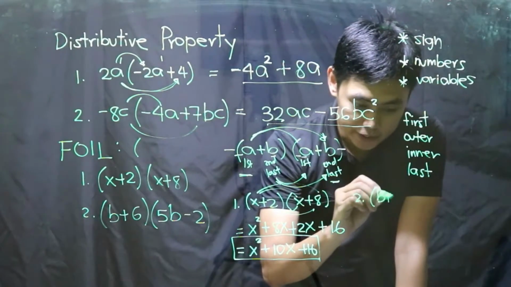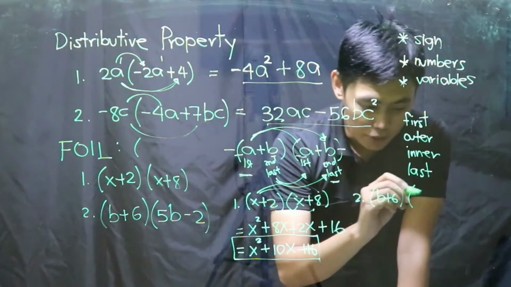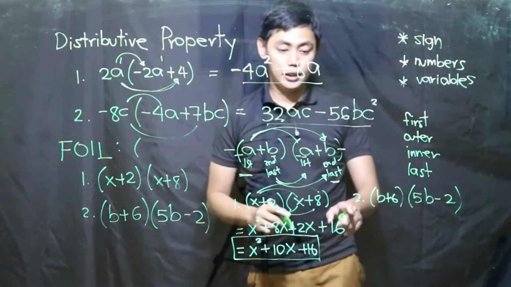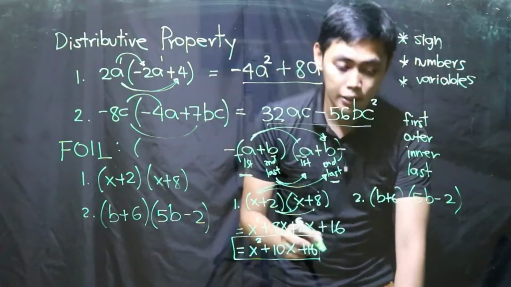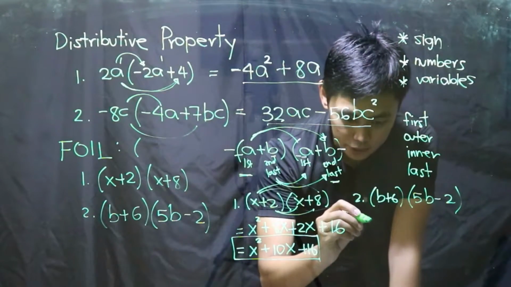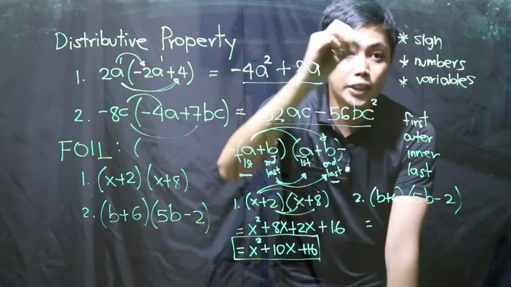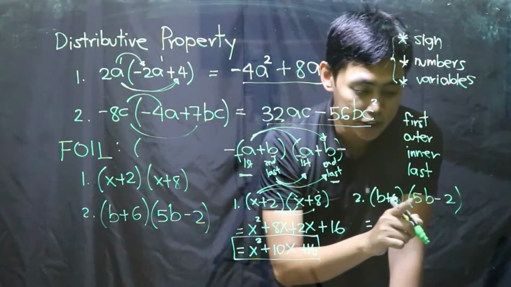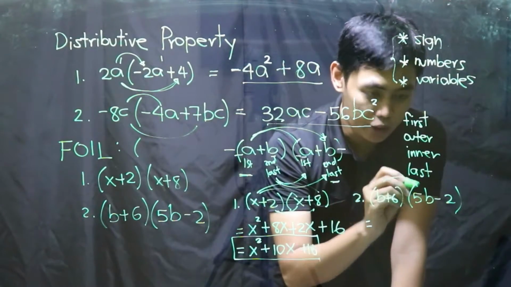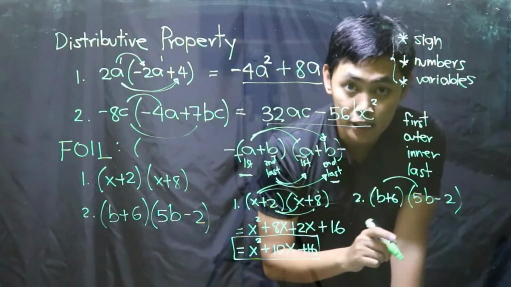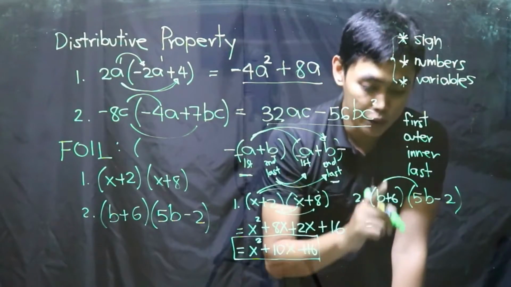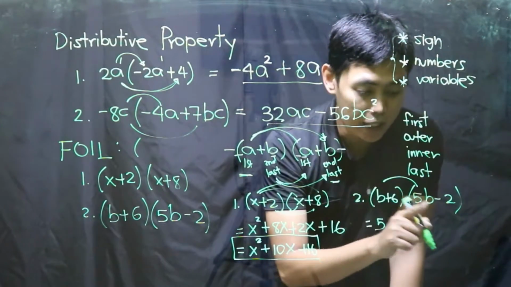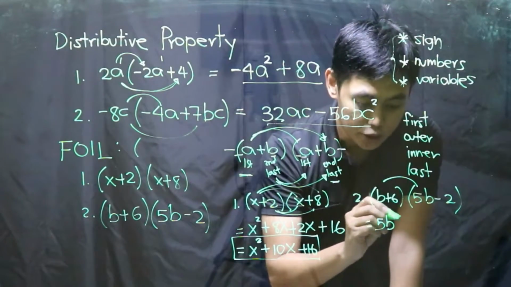So let's do the second one here. So we have b plus 6 times 5b minus 2. Okay, let's do this. So we will still use these steps, okay? Do not forget this. So first, the sign. What is the sign? We have positive and positive. So positive and then numbers. Nothing here. We have 5. So just write 5. Variables, we have b and we have b. So that means we have b squared.